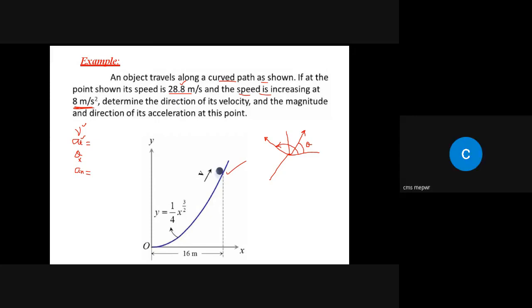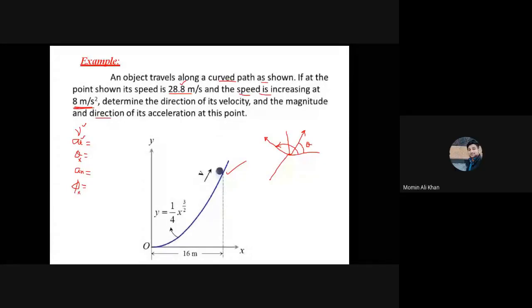What about the direction of acceleration? Again, the angle which acceleration makes with the positive x-axis, let it be phi. Let it be this angle. So this one needs to be found and this one needs to be found. Is it clear? Now look at this equation, this diagram. Can I find out AN? What is the equation for AN?